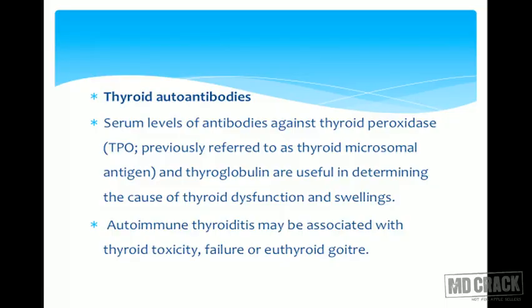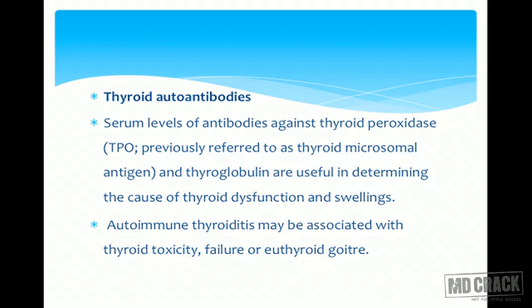Next we have got estimation of thyroid autoantibodies. Nowadays we come across a lot of autoimmune disorders or thyroiditis. So this forms a very mainstream investigation for diagnosing the autoimmune disorders. So serum levels of antibodies against thyroid peroxidase, which are called TPO, previously referred to as thyroid microsomal antigen, and thyroglobulin. So antibodies against TPO and thyroglobulin are most useful in determining the cause of thyroid dysfunction and the swellings.